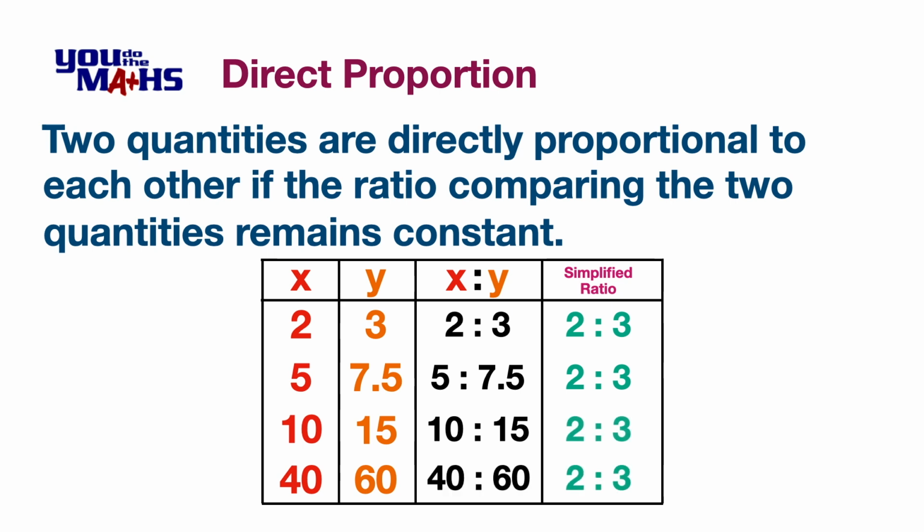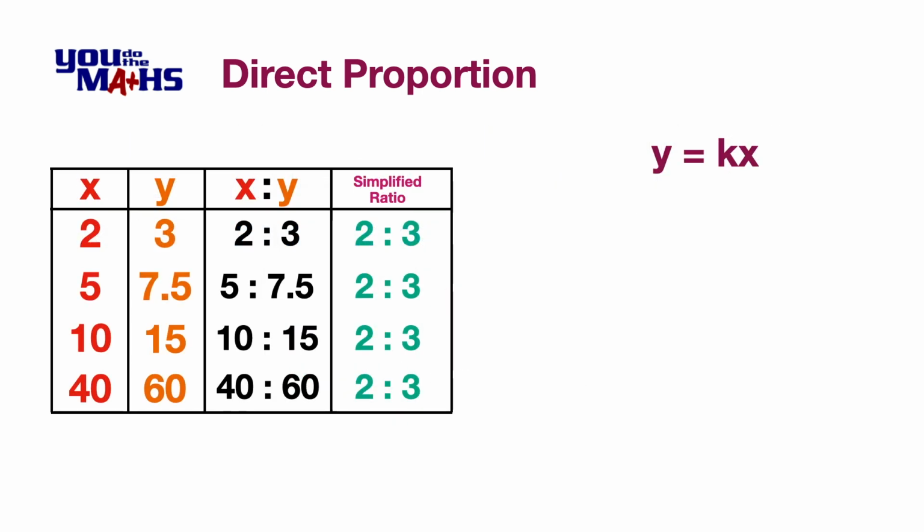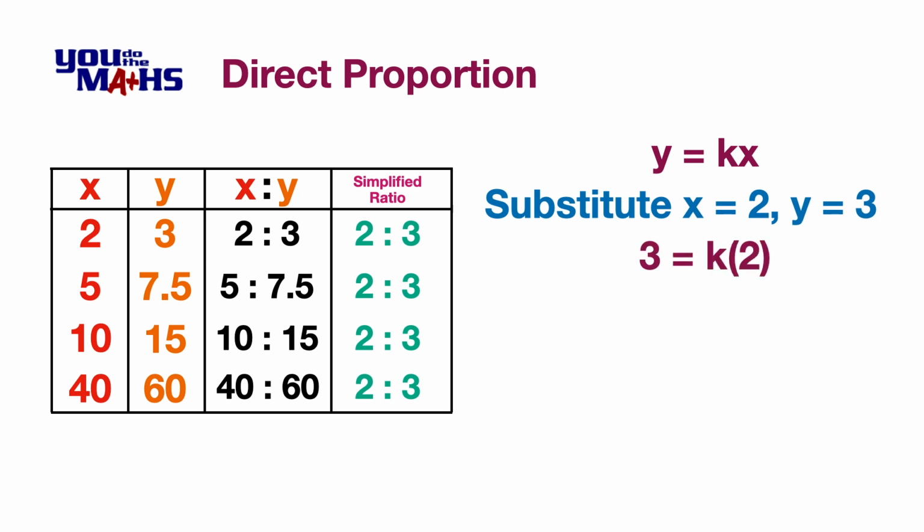What we can do now is to determine an equation which ties these two variables together. The basic equation for two variables in direct proportion is y equals kx, where k is some unknown constant. And we'll substitute a pair of values in. We can use any pair, but in this case we'll use x equals 2 and y equals 3 and keep it simple. When we do that, we find that the k value is equal to 1.5. So our equation for these two variables in direct proportion is y equals 1.5x.